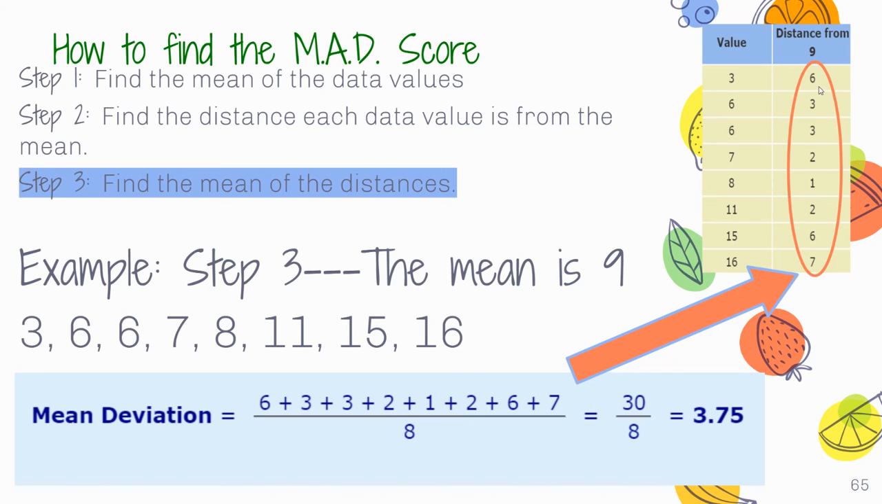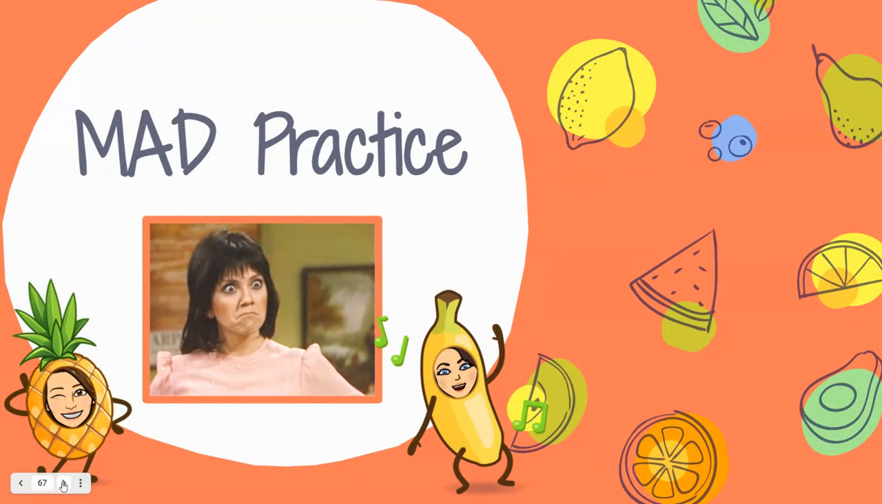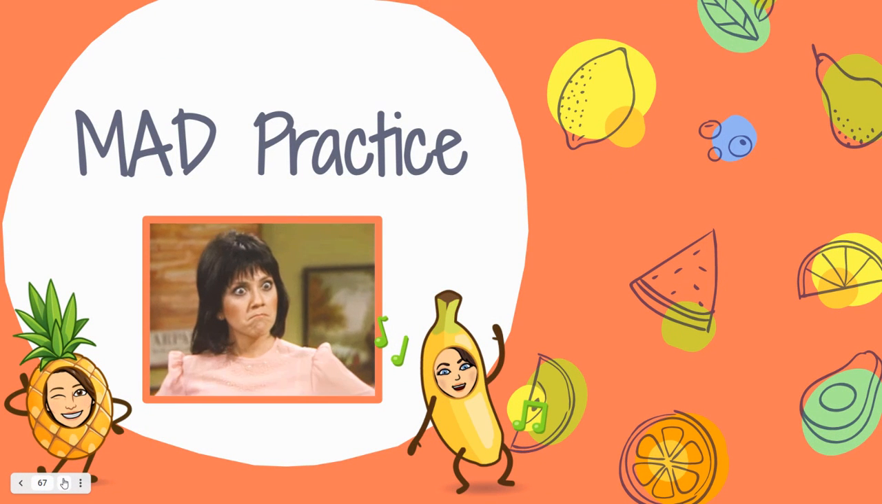There were 8 data points. 30 divided by 8 equals 3.75. That is my mean absolute deviation. That means we are looking to see, are the values close to the mean or are they spread out? When we have a small mean absolute deviation, that means our values are all relatively close to the mean. If we have a large mean absolute deviation, the values would be considered to be more spread out. Now at this time, continue on with your MAD practice.